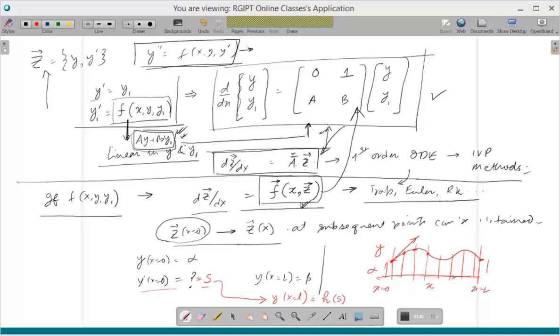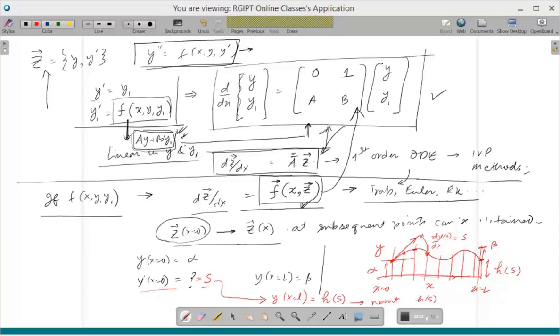Here I'm going to get some value which I'm going to call h, and this h will depend on what slope I took initially. So this value dy by dx at x equal to 0, I'm going to call s, and h will be a function of s. Ideally, I want h of s to exactly match my desired boundary condition, which is beta.